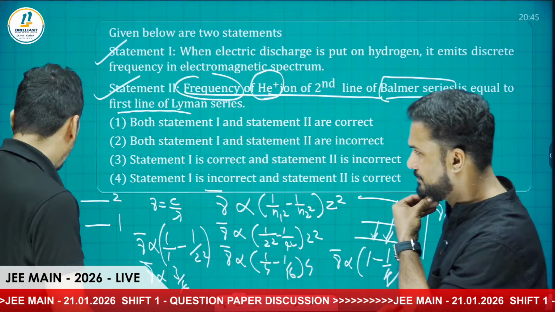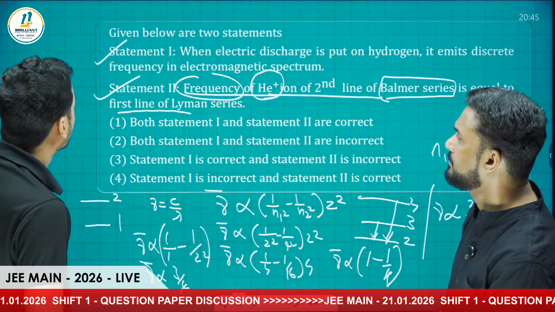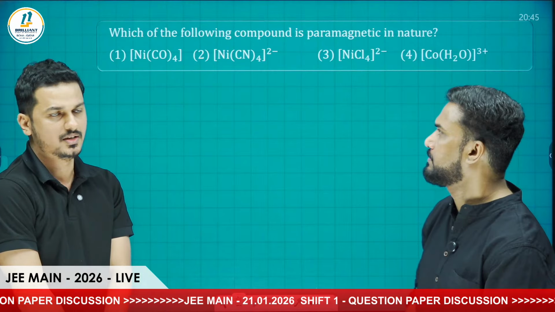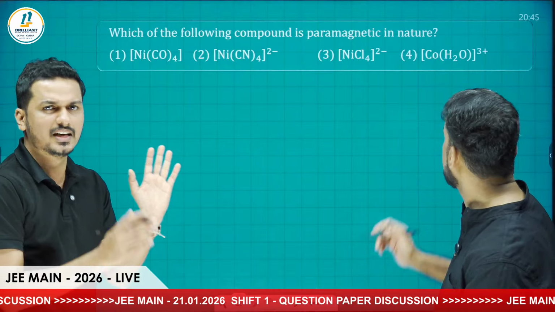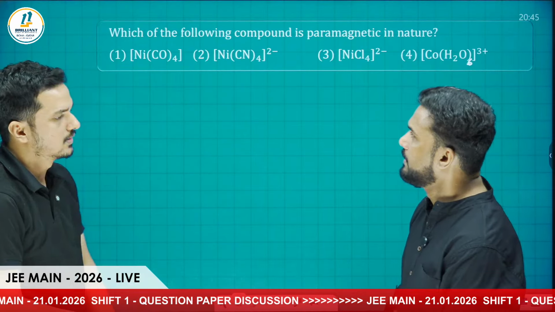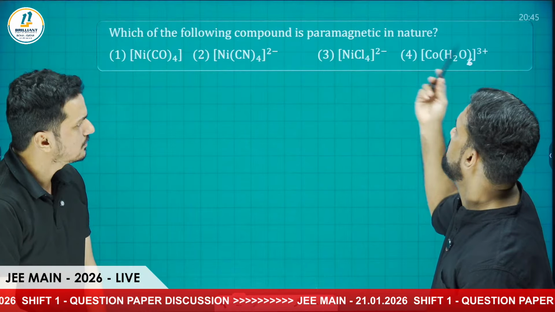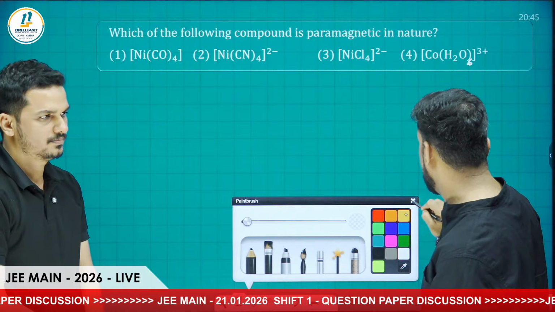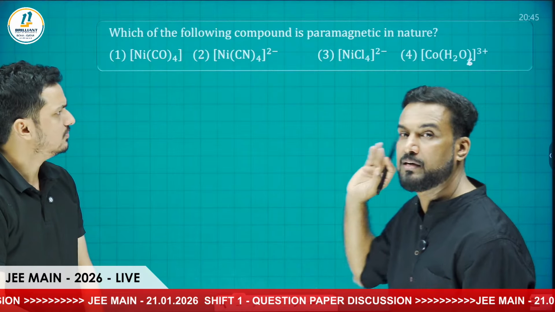Okay, next one, shall we go to the next one? Yes. Which of the following compounds is paramagnetic in nature? So I think this one here. Yeah. See, which of the following compounds is paramagnetic in nature? Comparatively an easy one we can say, but there is a chance of making an error.